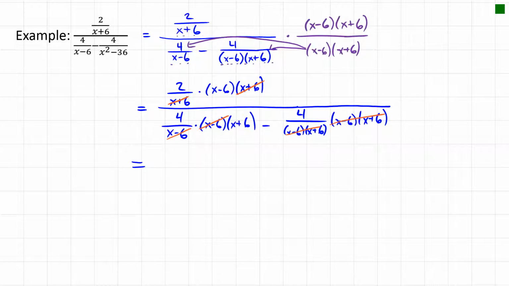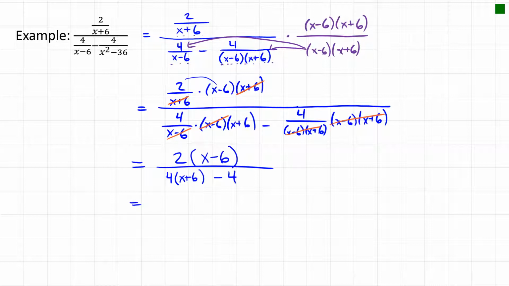And this is going to simplify really nicely. On the top, I have 2 times x minus 6, which is 2x minus 12. And in the denominator, actually, you know what? I'm not going to multiply that in yet. I'm just going to write it as 2 times x minus 6 because I might get some more cancellation before all of this is done. So that's my numerator. In the denominator, I have 4 times x plus 6 minus 4. And now doesn't that look a lot nicer than what we had before?